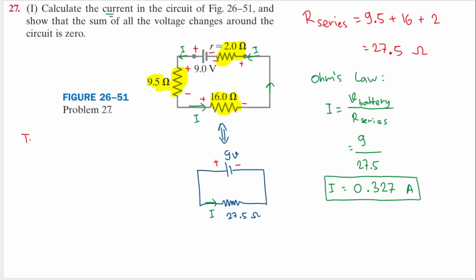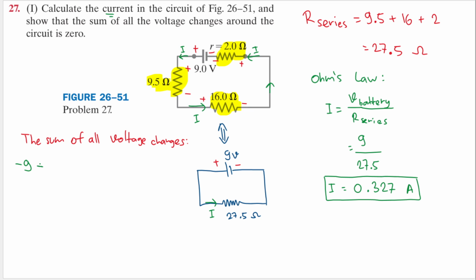Okay, so now let's calculate the sum of all voltage changes. Now let's start from this battery here. Here the current is flowing like this, right? And then the current is flowing from the negative polarity to the positive polarity of the battery. So I will have a negative sign here. So I will have minus, and then the value of the battery is 9 volts. So the voltage is 9.